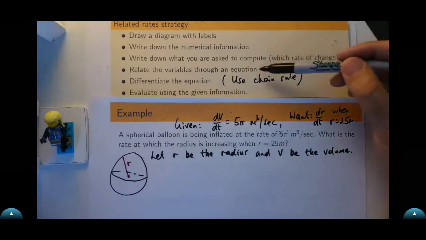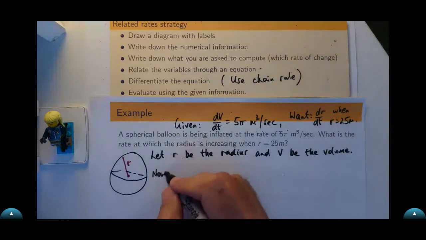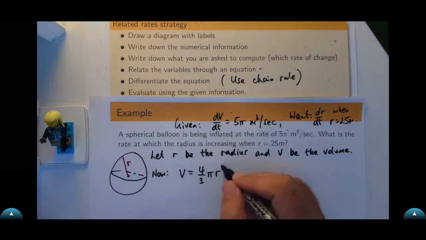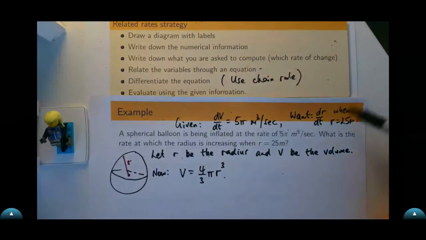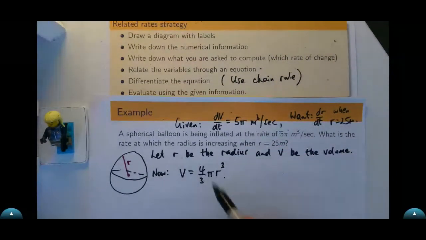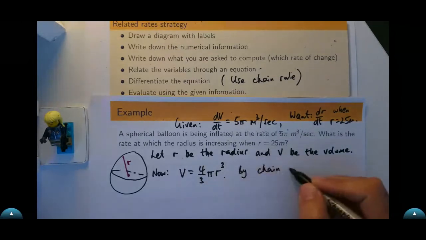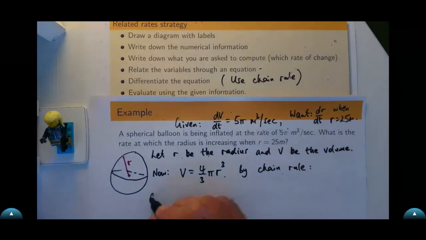Let's relate the variables through an equation. Okay, so we know that V equals 4/3 pi r cubed. So that's the relationship between the volume and the radius. Okay, so we want that, we've got that. What we can do is use the chain rule on here to get the derivatives that we want. Okay, so this is a critical step.